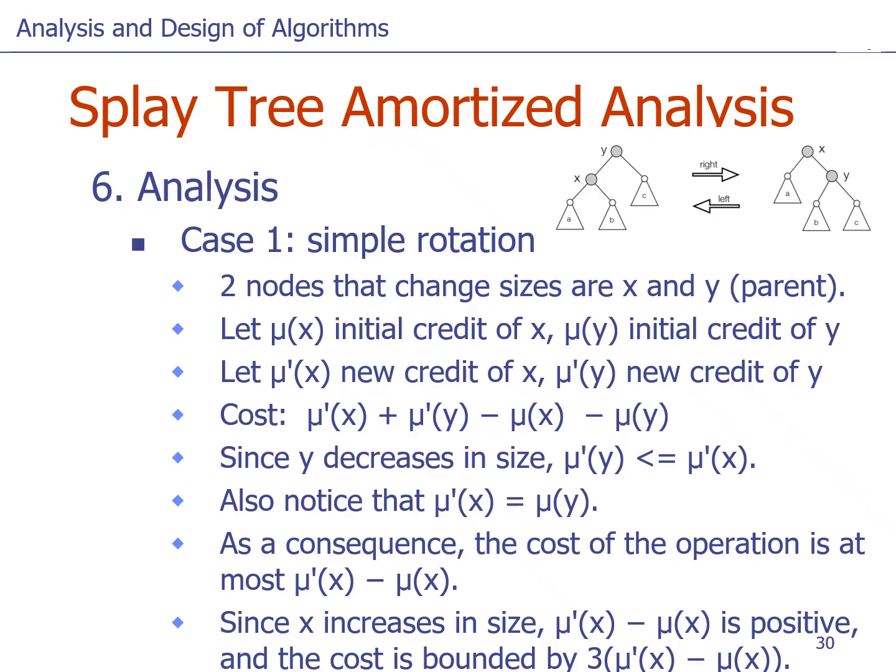Now, the cost is bounded by 3 mu dash x minus mu of x. The question is, where did I get the 3 from? And I will leave that for you as an exercise, or you can ask me about it in the live sessions. It's really a matter of substitution here with mu dash x and mu y. Okay? So you can actually figure that out on your own, hopefully.